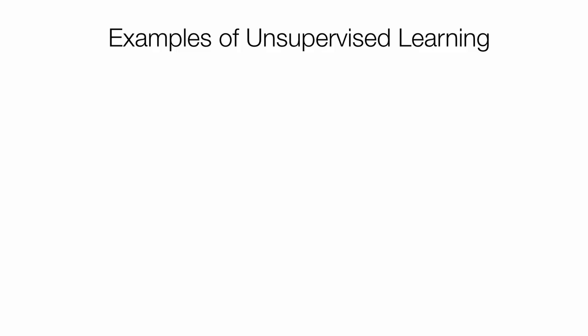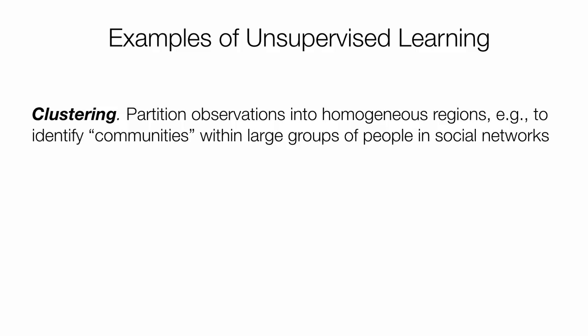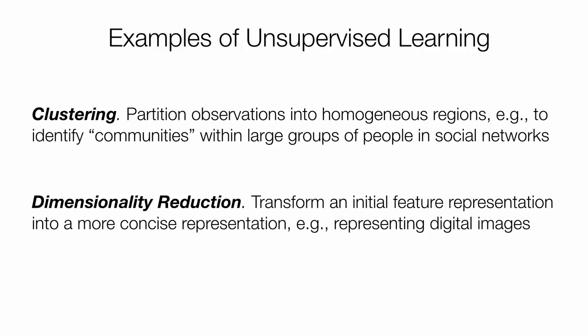Now considering unsupervised learning, clustering is one common unsupervised learning task. The goal here is to partition observations into homogeneous regions, for instance, to try to identify communities within large groups in a social network. A second common unsupervised learning task is dimensionality reduction. Here, the goal is to transform an initial feature representation into a more concise one. For instance, trying to find a more concise representation of high-dimensional digital images, represented initially as pixels.